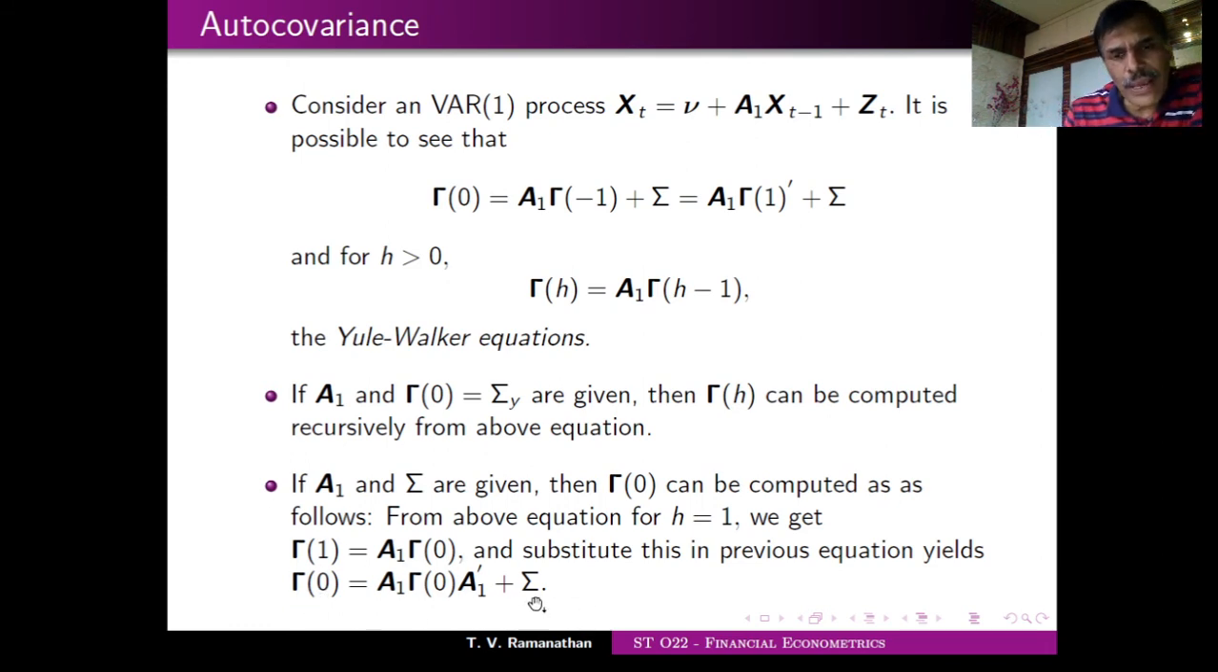So now I will get gamma 0 from here. I can compute gamma 0 because I can take I minus A1 prime plus sigma. That is, gamma 0 into (I minus A1 prime) is equal to sigma. Therefore, gamma 0 equals (I minus A1 prime) all inverse into sigma. It's like sigma squared upon 1 minus phi squared. So that's the matrix version of that. You can see that that's what you get.